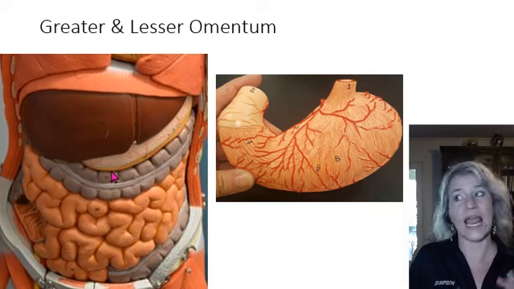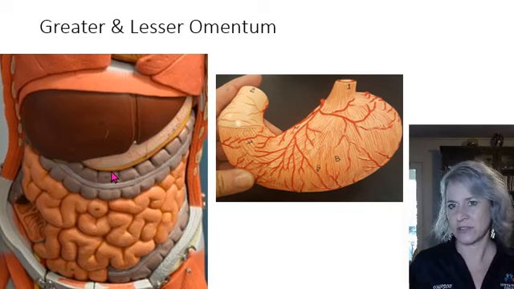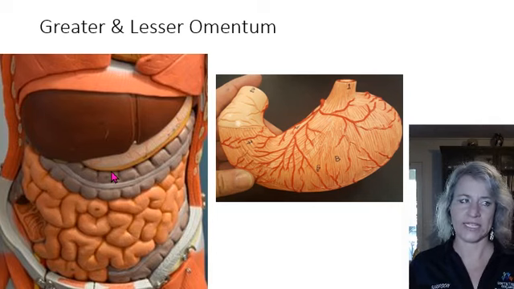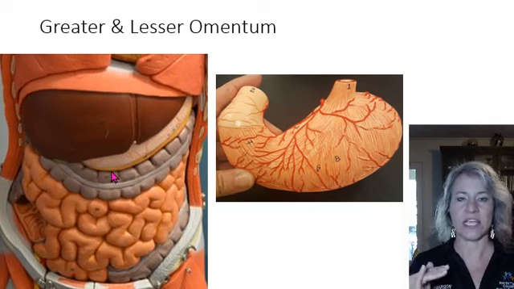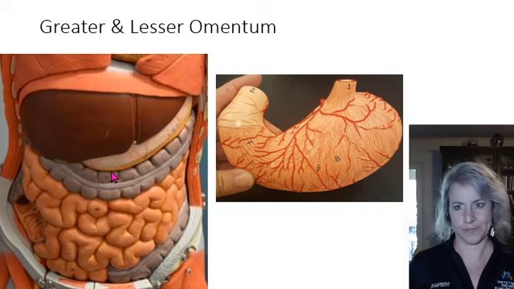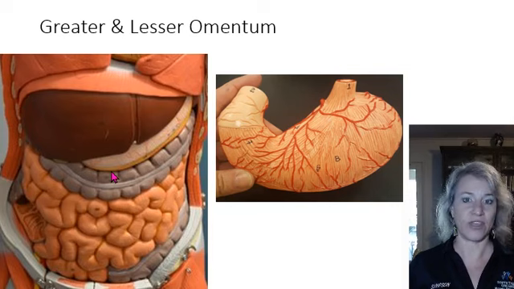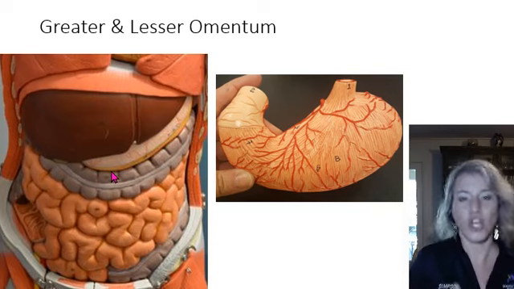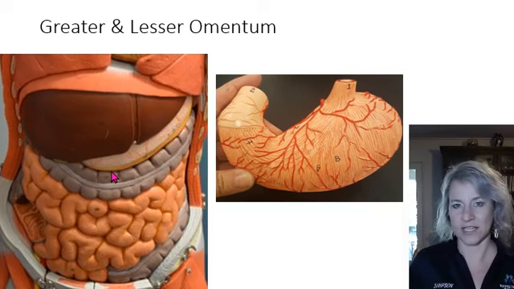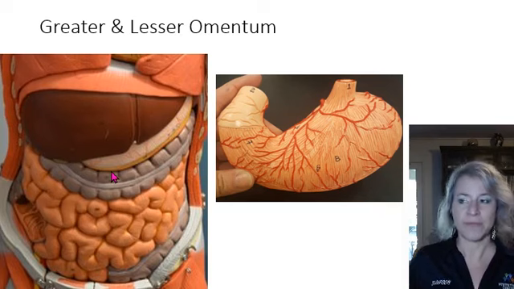So how many layers of serous membrane is the omentum? You should have come up with 8 layers. So talk about being very, very thick. This structure is going to be ultra thick, double strong, stronger than the mesentery, double the strength.